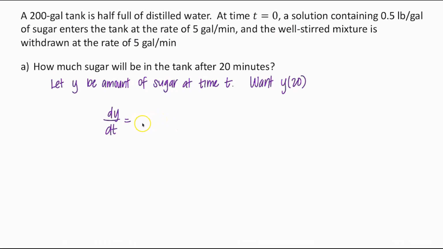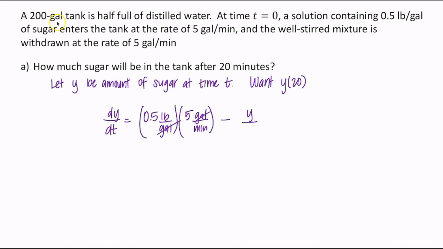The input rate is going to be the concentration times the rate at which that liquid enters. So the concentration is 0.5. We're going to have 0.5 pounds per gallon times the rate at which it enters, 5 gallons per minute. So notice here that gallons cancels, minus the rate at which it exits. Well, here, Y is the amount of sugar at time t. So we're going to have Y over the volume in gallons.